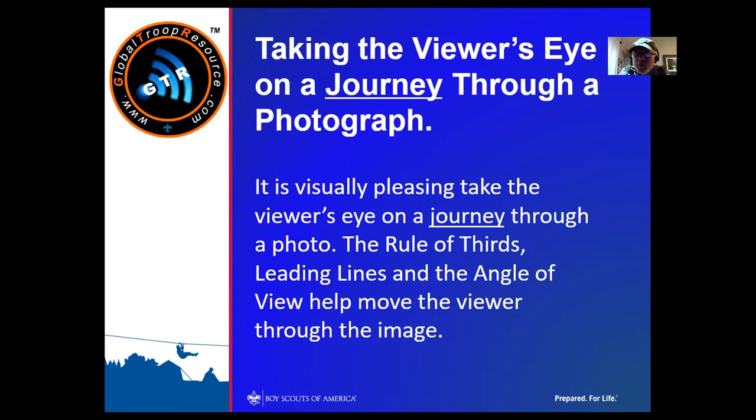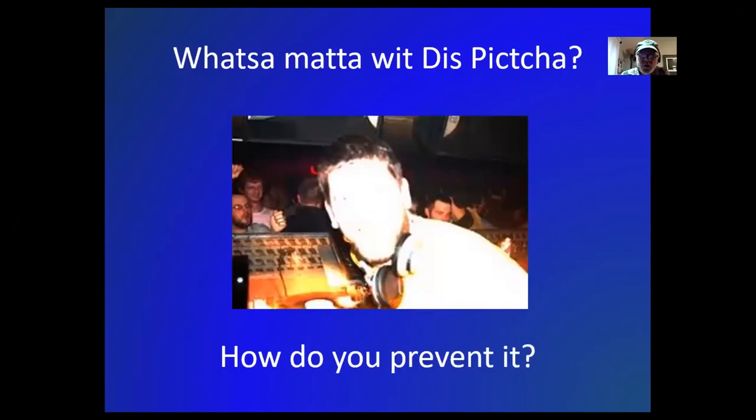And there are a couple of things we'll want to talk about. One is called the rule of thirds. The other is called leading lines, and then there's angle of view. And these three things will help take your viewer on a journey through your photograph.